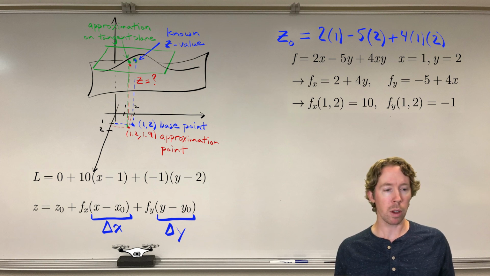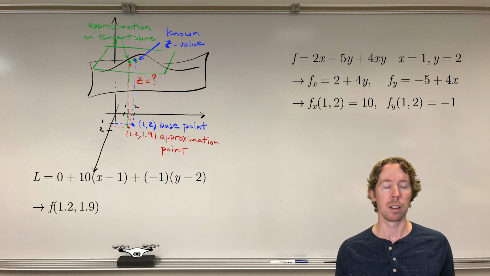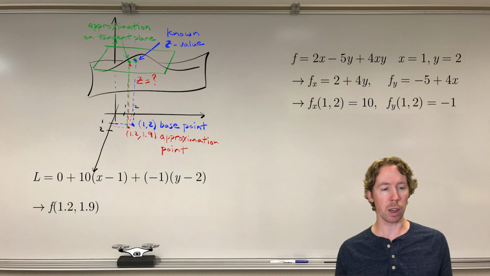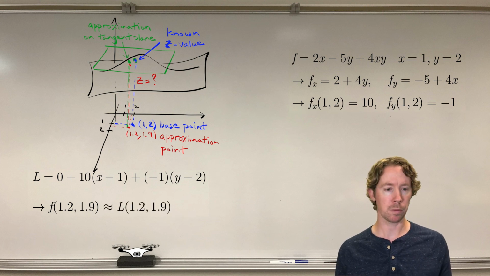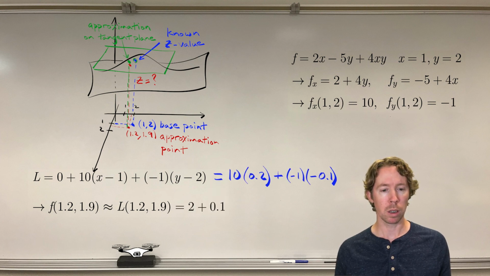So now the value that we were actually trying to approximate was f of 1.2 comma 1.9. And to do that, we're plugging in those values of x and y into this linearization. So you get 10 times, and then you'll get 0.2 when you do 1.2 minus 1. So 10 times 0.2 is 2. And then for the next term, you have minus 1 times negative 0.1. So that's a plus 0.1. So 2.1 is our approximation to the z value on the curved surface by taking the z value on the tangent plane.